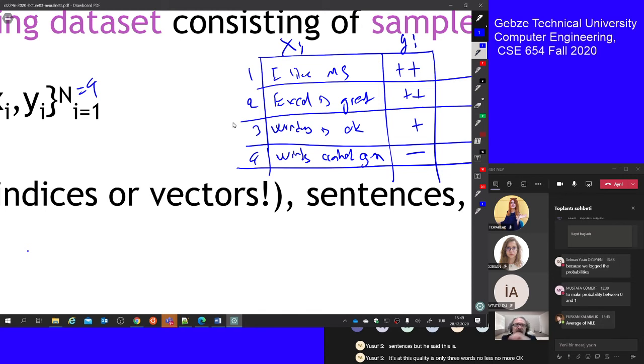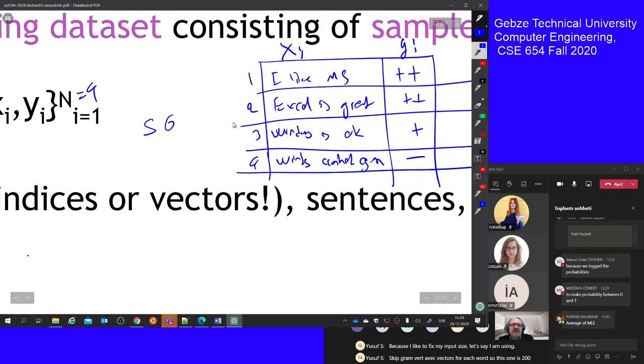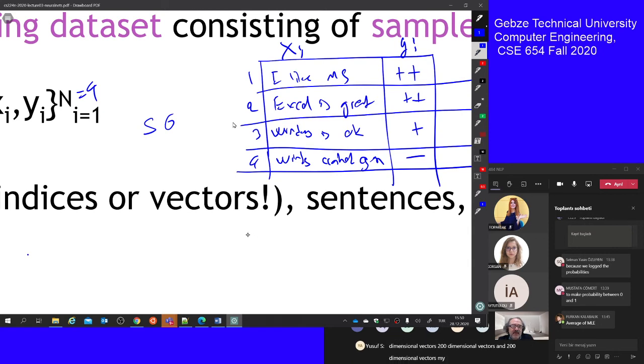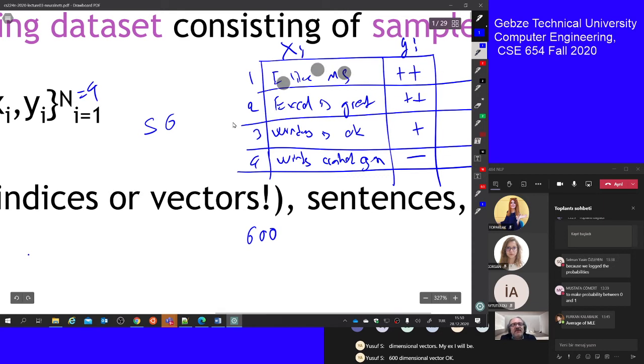Okay, why am I saying that I have 3 words only? Because I like to fix my input size. Let's say I am using skipgram word2vec vectors for each word. So this one is 200 dimensional vector, 200 dimensional vector, and 200 dimensional vector. My xi will be 600 dimensional vector. Okay, this sentence will be represented by 600 dimensional vector. Very large vector indeed, yeah, but it's a vector of fixed size.